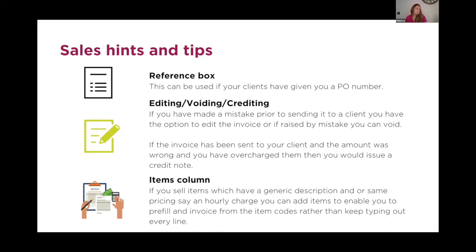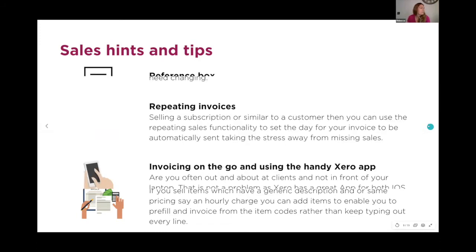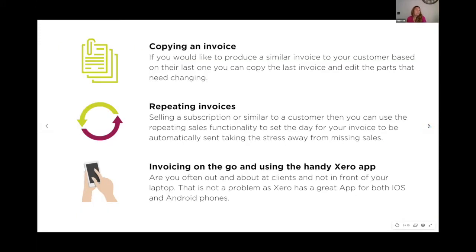There's a section for items. We didn't go too deeply into that, but if you have set pricing, set charge-out rates, you can always default a lot of the invoice by using the items section on the invoice. That means it starts to pre-fill everything for you rather than you typing it in all the time. You can also copy invoices. Again, that saves a little bit of time.